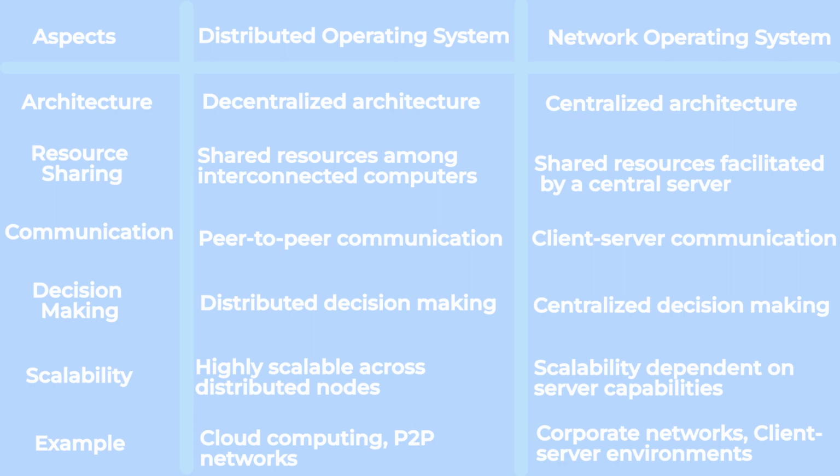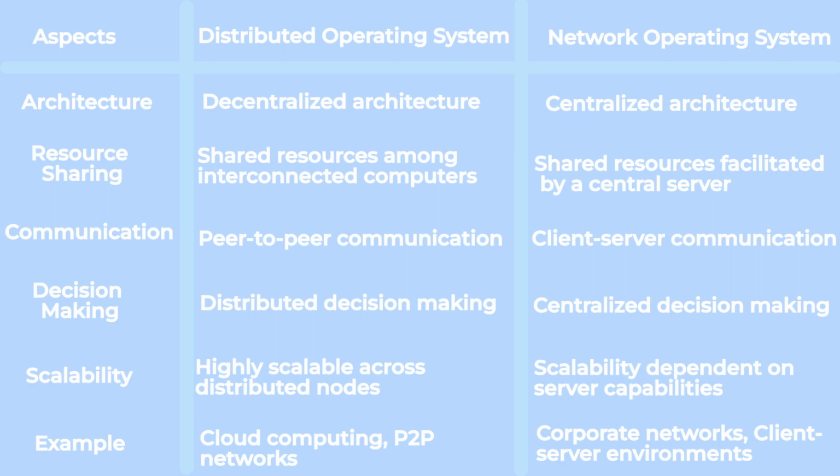Resource sharing in distributed operating systems occurs among interconnected computers, enabling seamless collaboration and resource utilization. Meanwhile, in network operating systems, shared resources are managed and accessed.